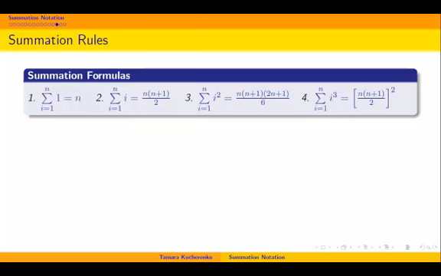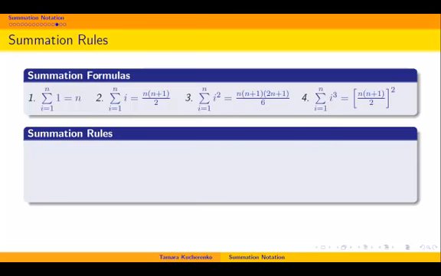To manipulate summations, we use the following rules. The sum from i equals m to n of c times a_i equals c times the sum from i equals m to n of a_i, where c is a constant, meaning that it does not depend on i. This rule tells us that we can factor out constants from the summations.